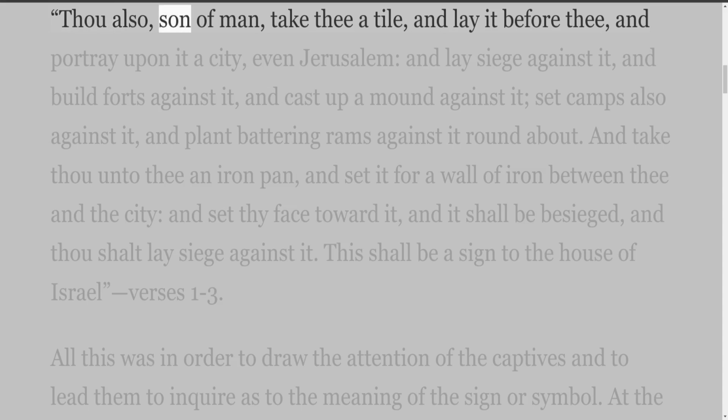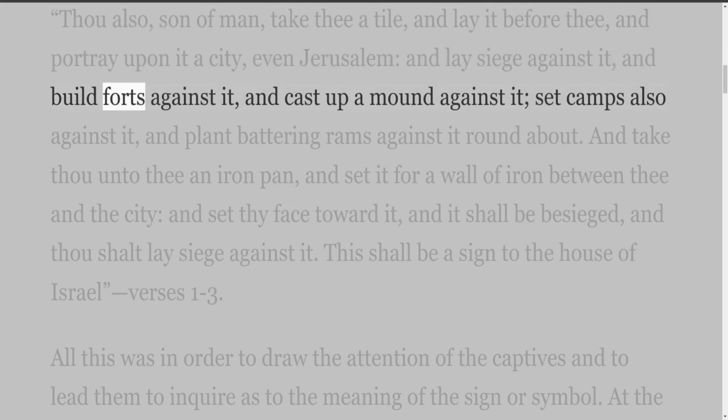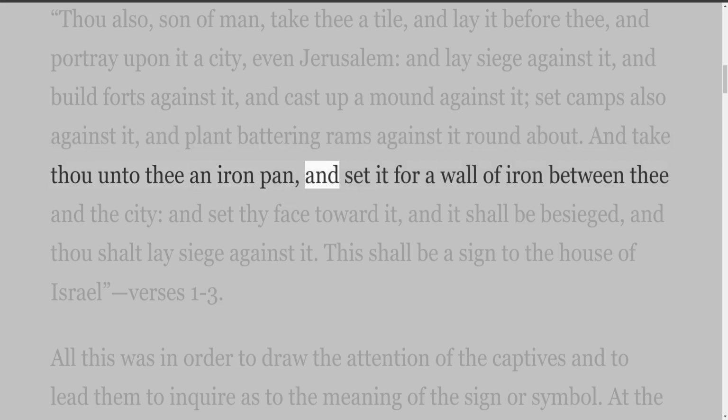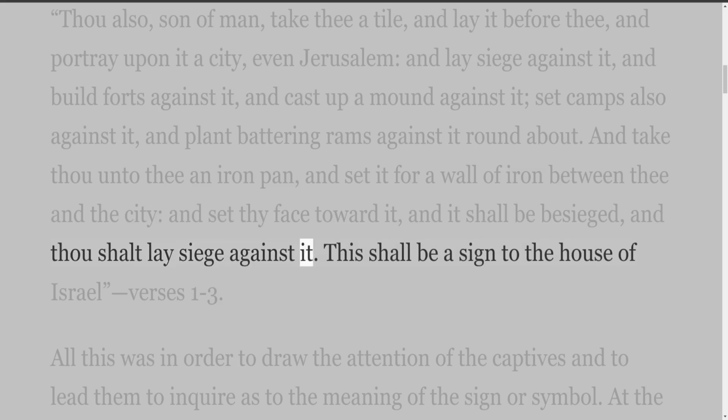Thou also, son of man, take thee a tile, and lay it before thee, and portray upon it a city, even Jerusalem, and lay siege against it, and build forts against it, and cast up a mound against it, set camps also against it, and plant battering rams against it round about. And take thou unto thee an iron pan, and set it for a wall of iron between thee and the city, and set thy face toward it, and it shall be besieged, and thou shalt lay siege against it. This shall be a sign to the house of Israel.